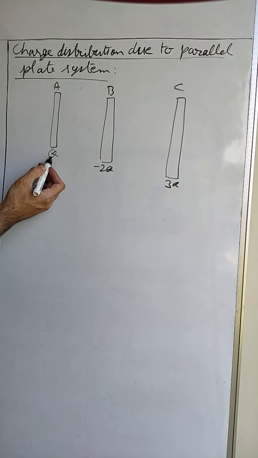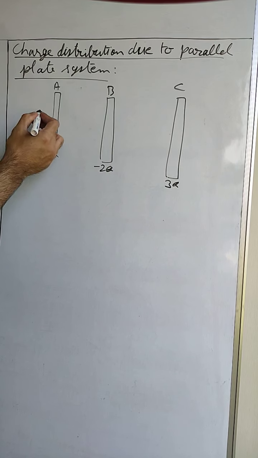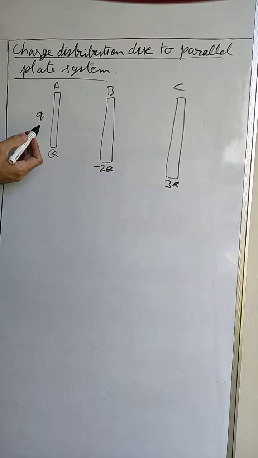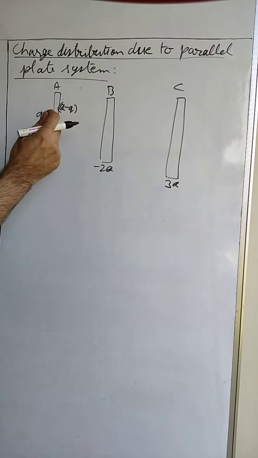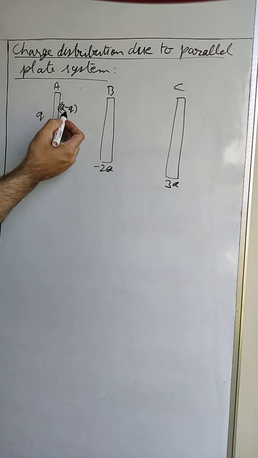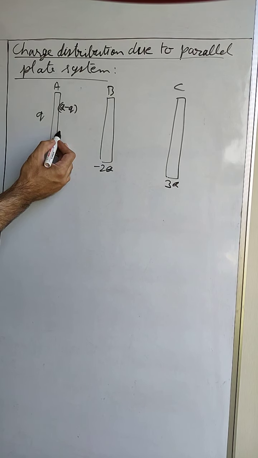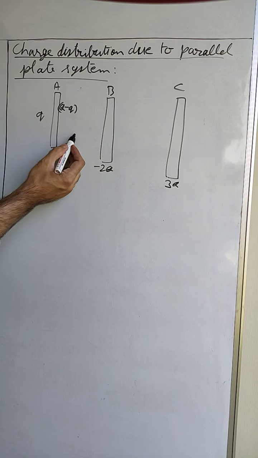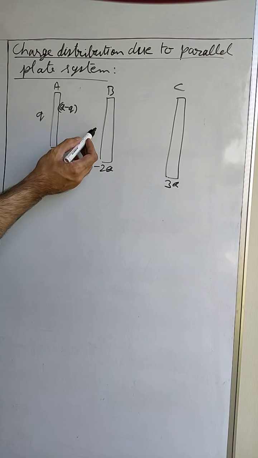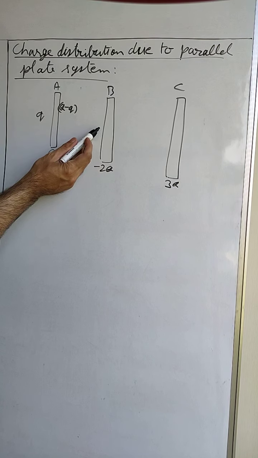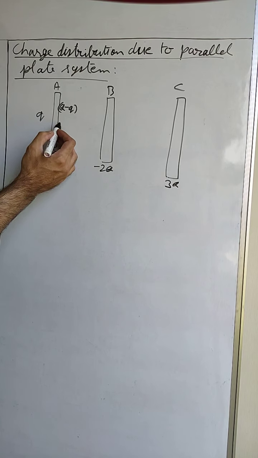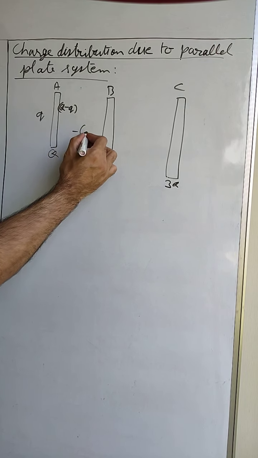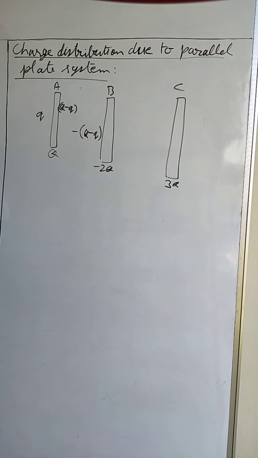So let us say that out of this Q, capital Q, small q is deposited on this surface. Now if small q comes here, then the remaining charge, which is Q minus q, will be deposited on this surface. Since a Q minus q charge is deposited, it will induce a similar charge, because the electric field has to be 0. So a charge of similar magnitude with opposite polarity should be deposited on this side. So if Q minus q is here, then here it should be minus of Q minus q, so that the electric field between them becomes 0.